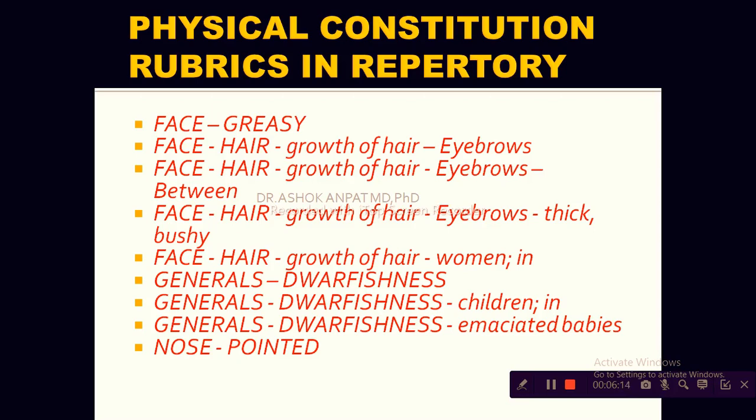Face greasy. Next rubric is face hair, growth of hair, eyebrows, thick, bushy. Very important rubric. I use this rubric many times in my clinical practice. The remedy is sulphur. So what do you mean by bushy? Bushy means like a small bush, meaning excessive hair.